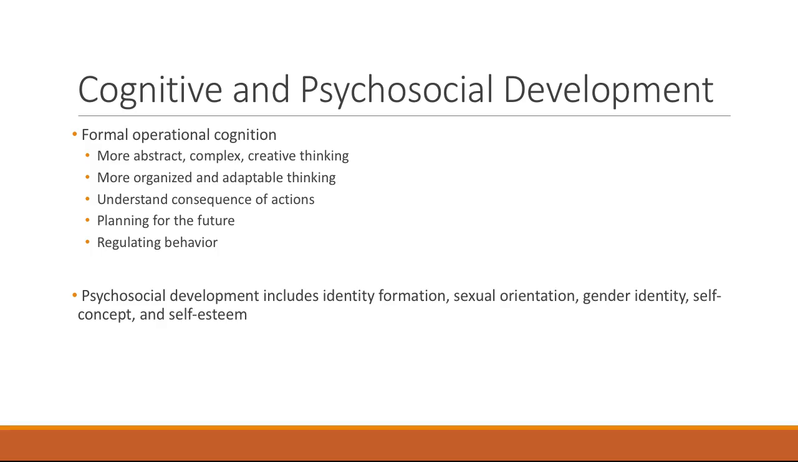So in terms of cognitive and psychosocial development, the quality of an adolescent's thinking changes during adolescence. Piaget referred to this stage of cognitive development as formal operational development, which involves functions such as symbolic thought and hypothetical deductive reasoning. Adolescents develop the ability to have more complex, abstract, and creative thoughts. Their thinking also becomes more organized and adaptable. Development of cognitive abilities helps teens to become more independent in both thought and action. They gain perspective of time and begin to think about and plan for their future.